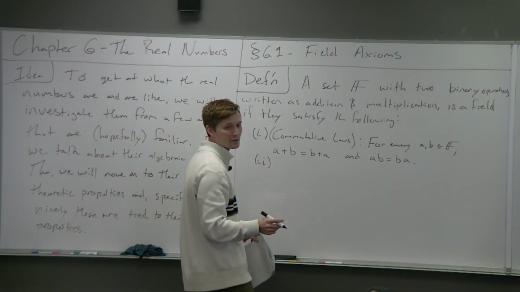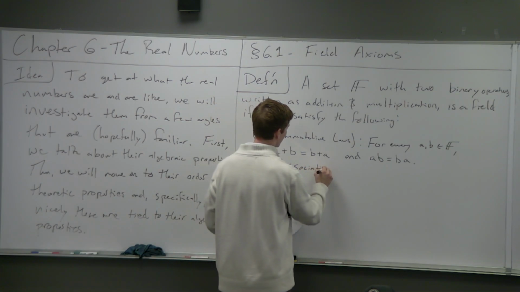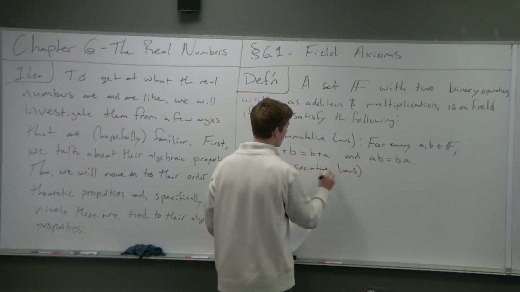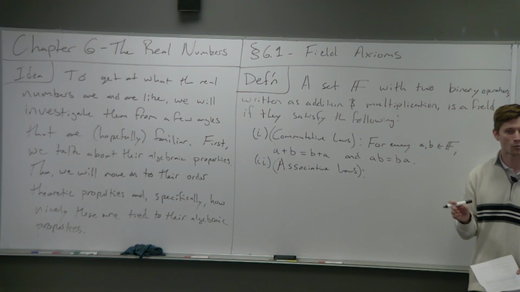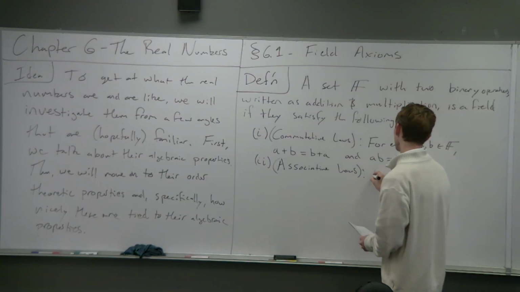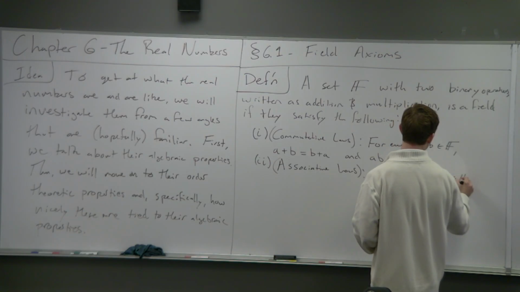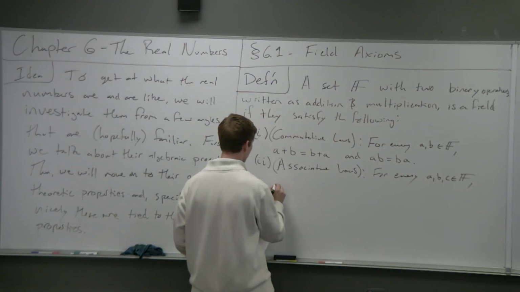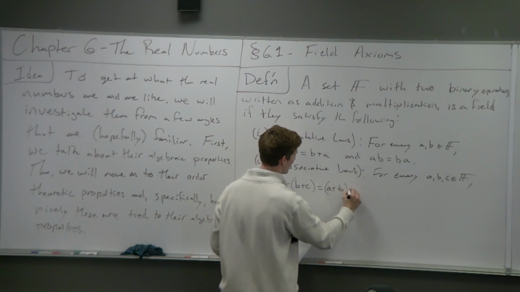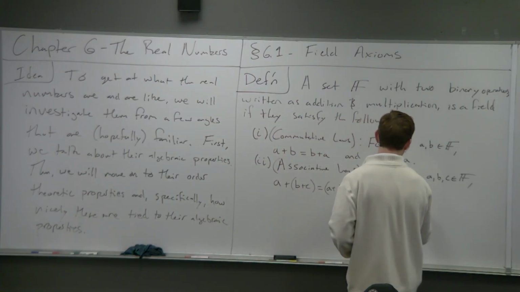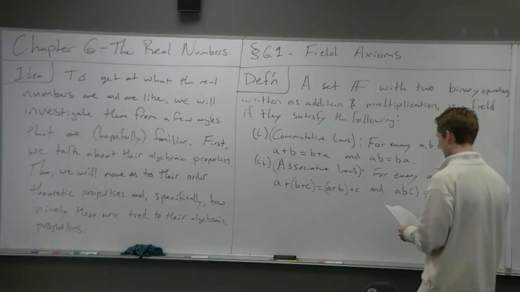Easy enough. That makes it convenient. You don't have to keep track of which thing goes first. Kind of nice. Associative laws. So the associative laws tell us if you're going to do one of the things twice, it doesn't matter which one you do first. That is, for every A, B, and C in the field, the set F, A plus B plus C is equal to A plus B plus C, and A times BC is equal to AB times C.